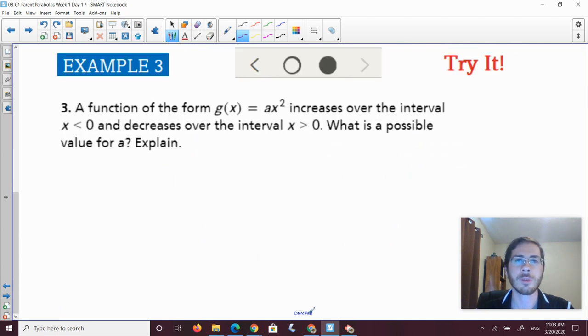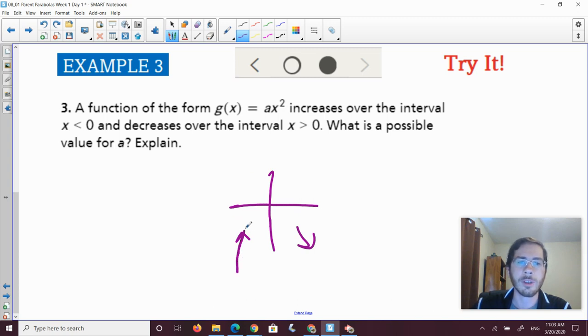For the try it, we're given another form. It says ax squared is going to increase over the interval x is less than 0. So we know we want to go up if we're over here. And then we're going to decrease when x is greater than 0. So we want to go down over here. What's a possible value for a?